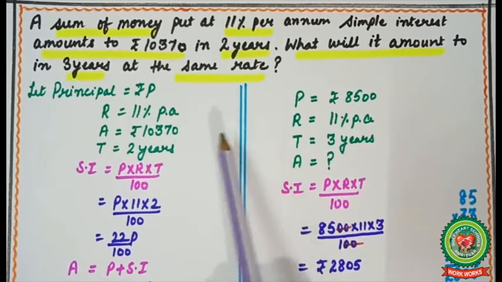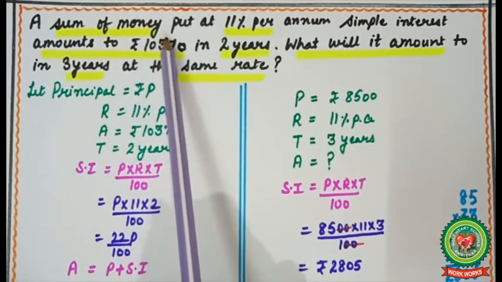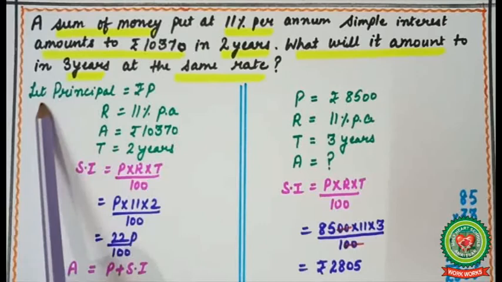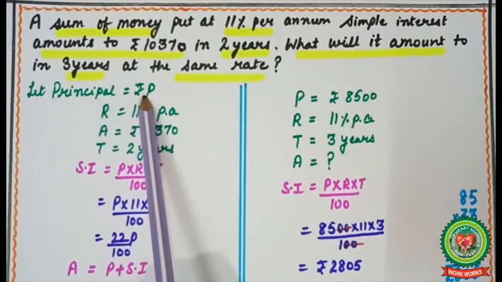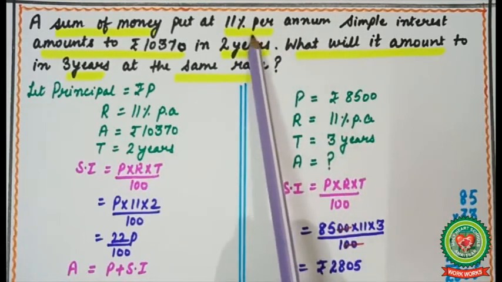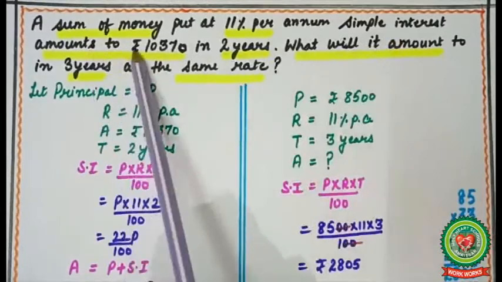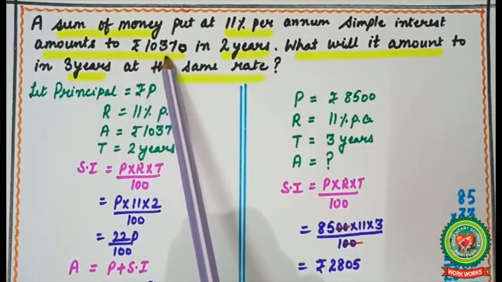So it is the same as the previous sum. So you can see a sum of money. Again, a sum of money. We don't know how much money we have. So we will suppose, let the principal be rupees P. Now 11% per annum. What is given to us? 11% per annum means rate. So we will write here amounts to rupees 10,370.